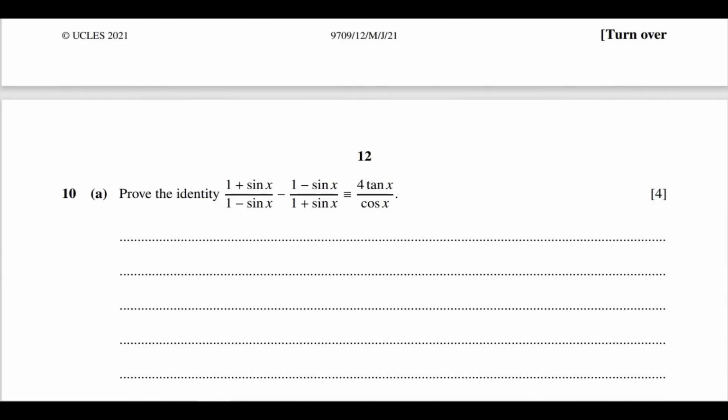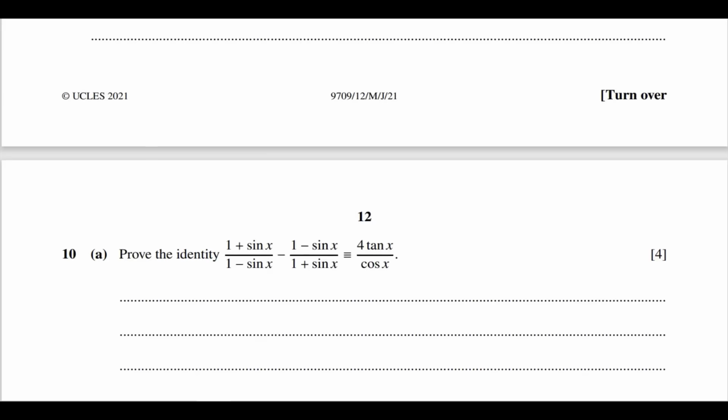Next, question number 10. Prove the identity (1 plus sin x) divided by (1 minus sin x) minus (1 minus sin x) divided by (1 plus sin x) equal to 4 tan x over cos x. Okay. We will find the common denominator first. So (1 minus sin x) multiplied by (1 plus sin x). (1 plus sin x) multiplied by (1 plus sin x).